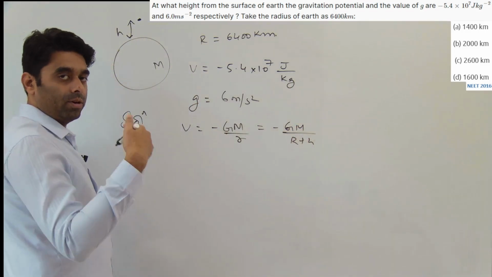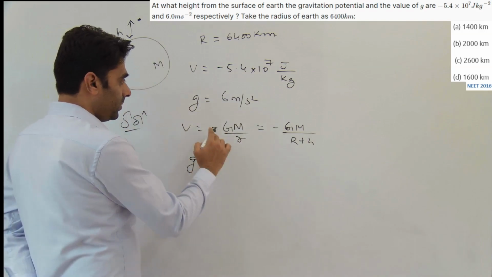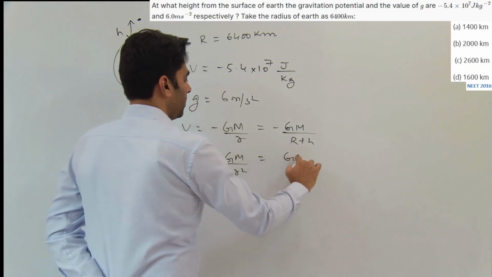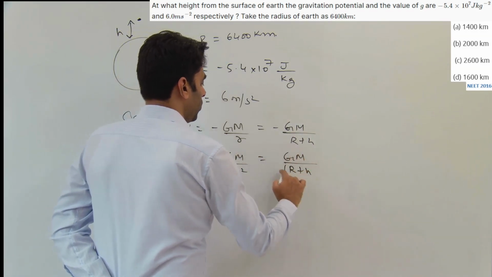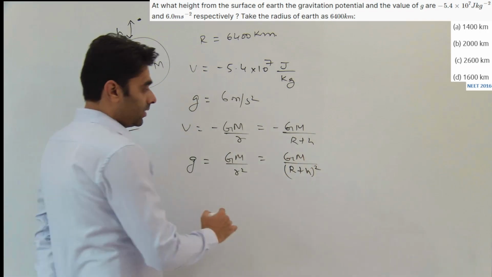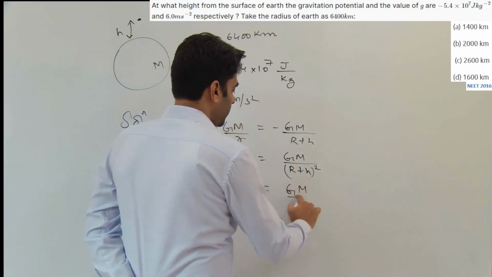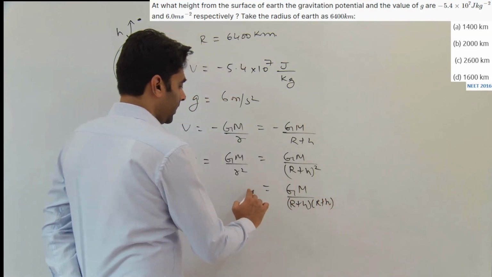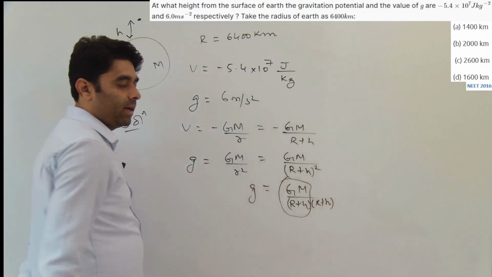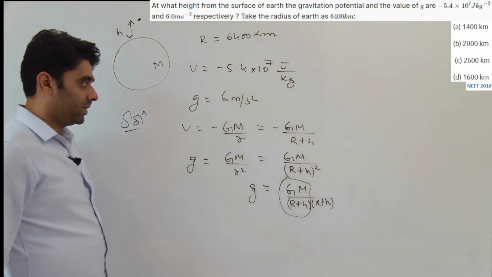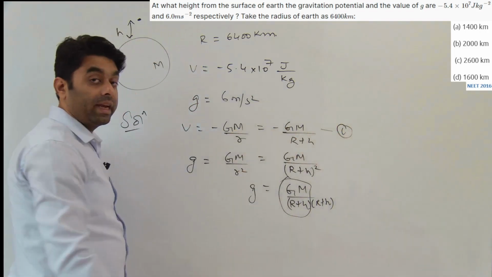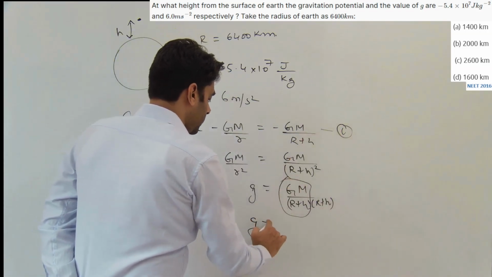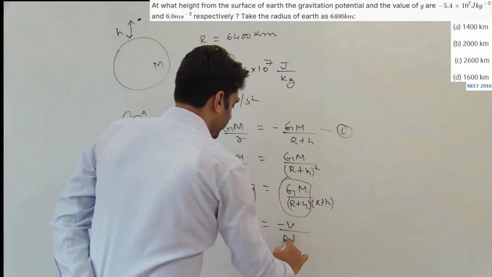Gravitational field, or acceleration due to gravity, small g, will be written as GM by r square, which I can write as GM by (r plus h) whole square, right? Further, this I can write as GM by (r plus h) into (r plus h). Why have I done it like this? Because GM by (r plus h) from the potential equation can be written as minus V. So we get g is equal to minus V by (r plus h).